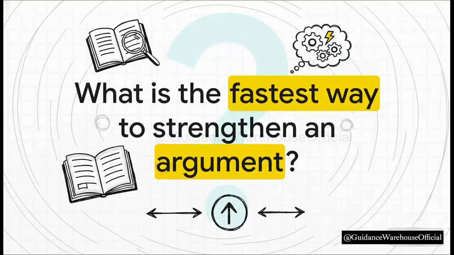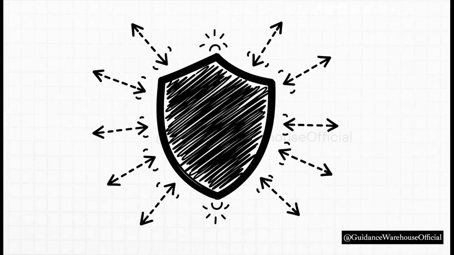Which brings us to a really critical moment in our masterclass today. What do you think is the absolute fastest way to make your argument stronger? Just think about that for a second. If you want your professor to be totally blown away by your reasoning, what must you include? The answer: you must anticipate and respond to counterarguments.